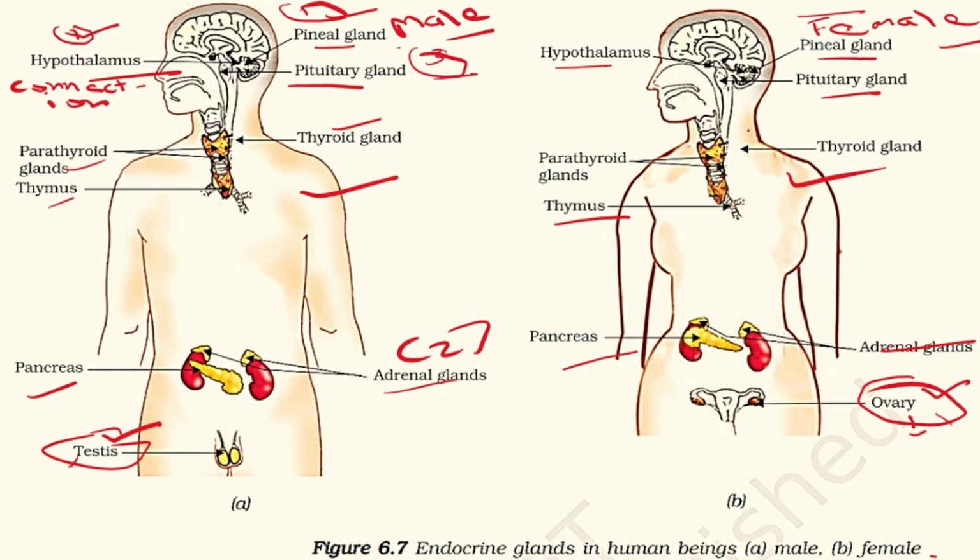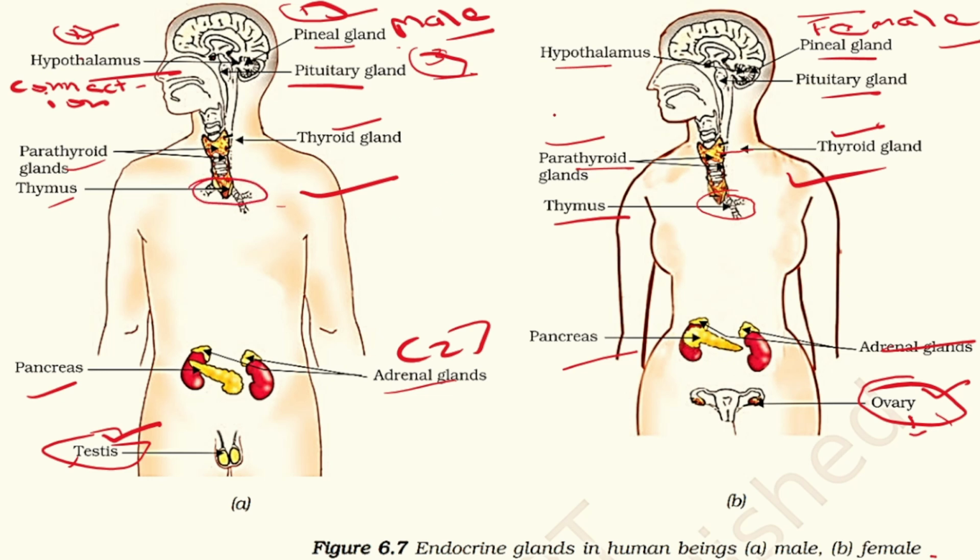Here, if we see in the neck region, we have the thyroid gland and the parathyroid gland. This butterfly-like structure is the thyroid gland, and below this we have the parathyroid gland. Near the heart we have the thymus gland. This is our thymus gland.